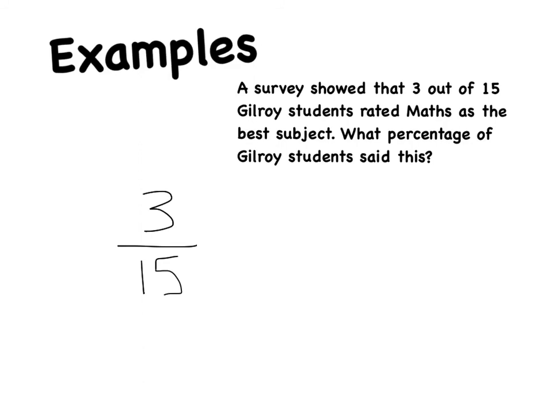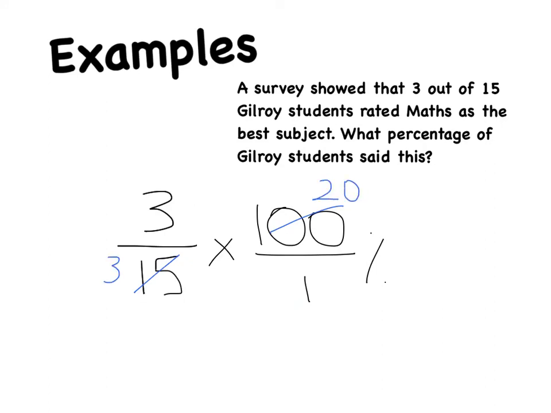So again, I can't do anything, so I write my percentage like this, 100 over 1%. So now I can actually do something with it. Okay, let's check to see if I can cross simplify 15 and 100. 15 and 100, highest common factor, 3, no, 5. Okay, 5 goes into 15 3 times, goes into 100 20 times.